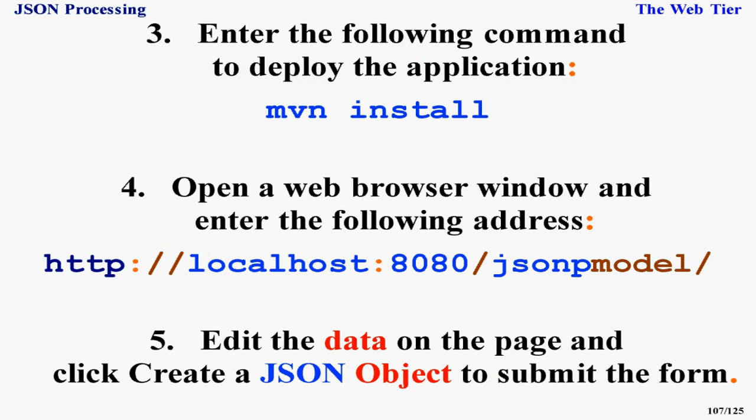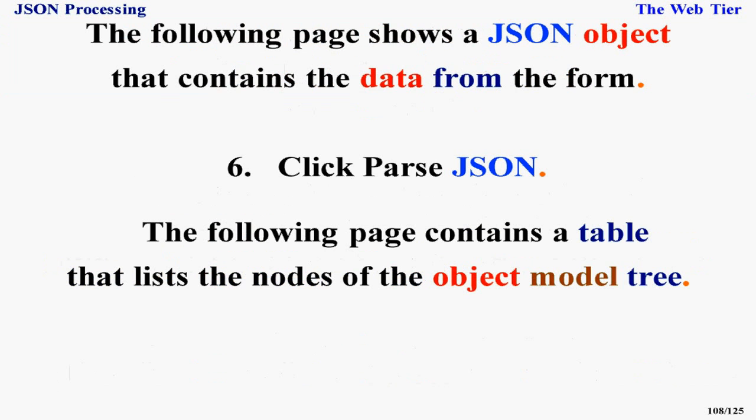4. Open a web browser window and enter the following address, http://localhost:8080/JsonPmodel. 5. Edit the data on the page and click Create a JSON object to submit the form. The following page shows the JSON object that contains the data from the form. 6. Click Parse JSON. The following page contains a table that lists the nodes of the object model tree.